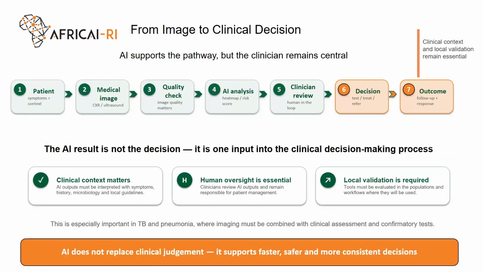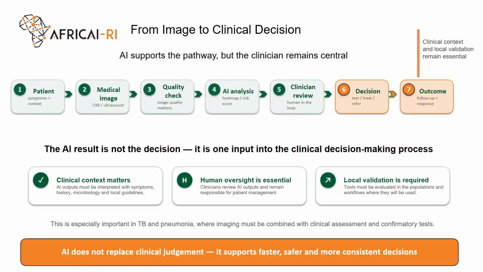So AI is one step of the clinical pathway. It is not a standalone decision maker. The clinical pathway is really simple. It starts from the patient, then an image, quality check, AI output, clinician review, and decision.